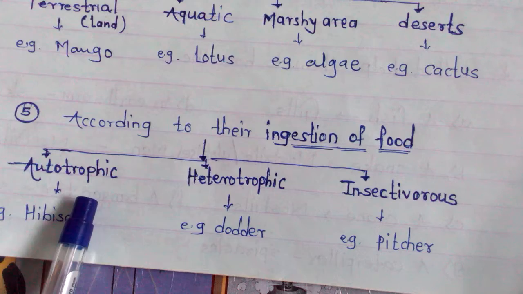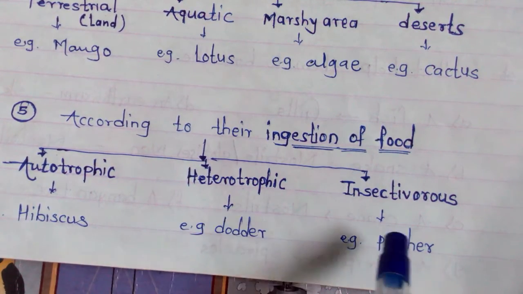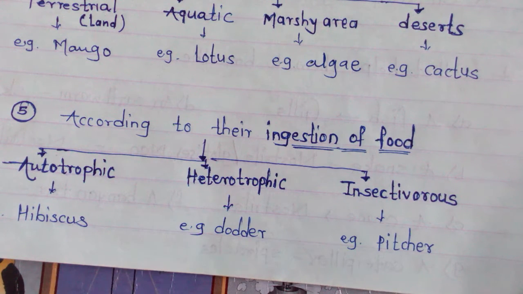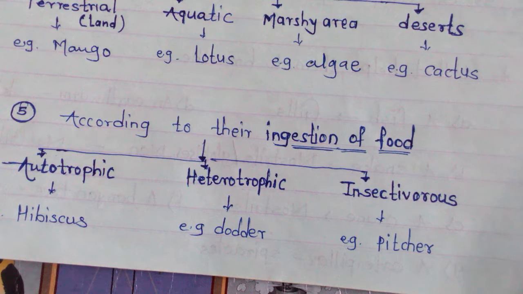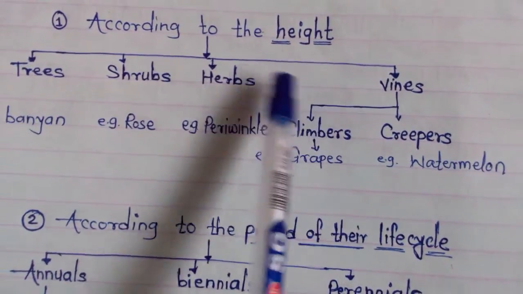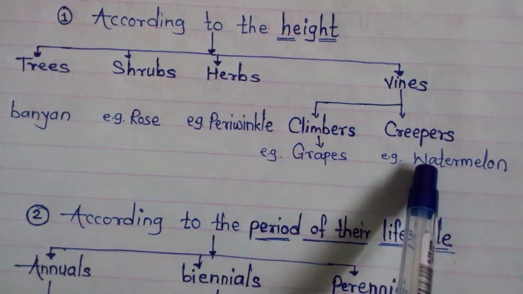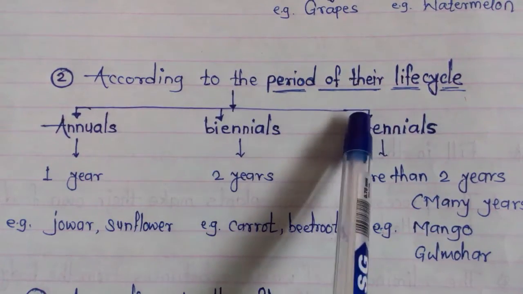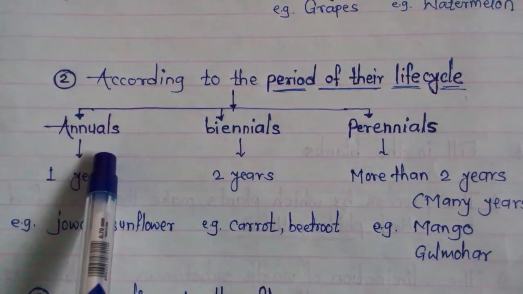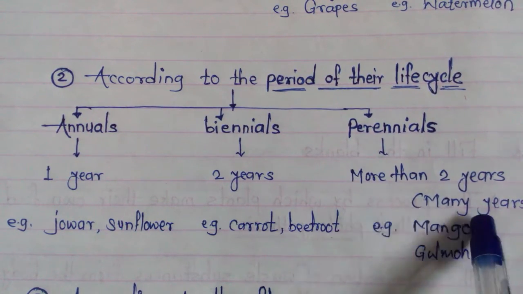Autotrophic means the plant makes its own food. Heterotrophic, the plant depends for food on another plant. And insectivorous means the plant eats insects as food. This is the classification of plants. According to their height, plants are classified into tree, shrub, herbs and vines. Vines are again classified into two types, climbers and creepers. Then according to the period of their life cycle, plants are classified into annuals, 1 year, biennials, 2 years, and perennials, more years.